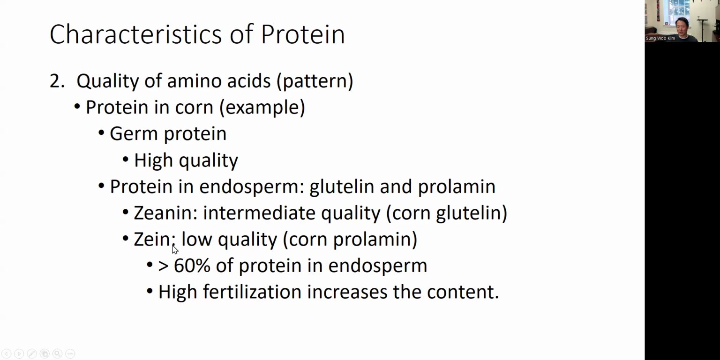Unfortunately, the zein is low quality, but it takes the largest portion of protein in the endosperm. Zeanin is smaller than zein in terms of the amount. If you use a fertilizer to grow corn, fertilization will increase the content of zein. So it will be more zein, more prolamine in corn. That will be related to the quality of corn protein.